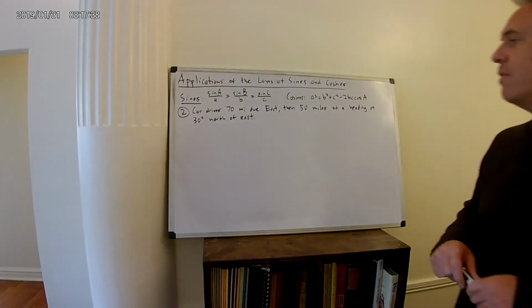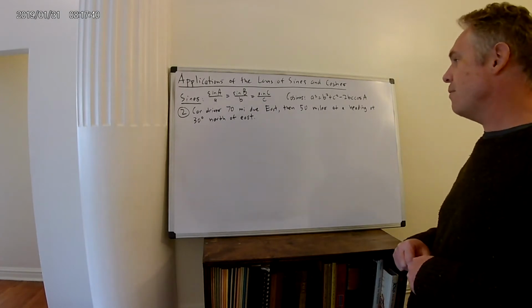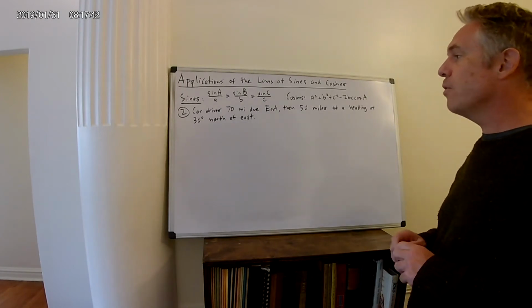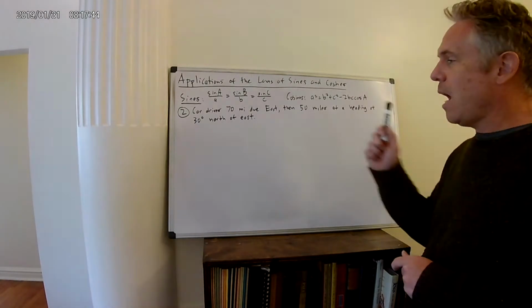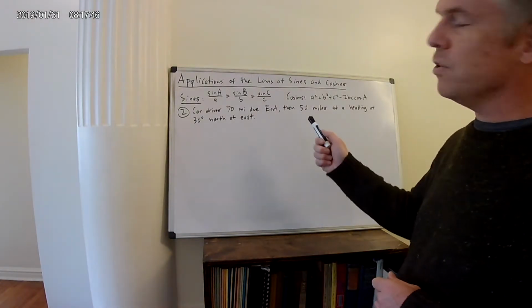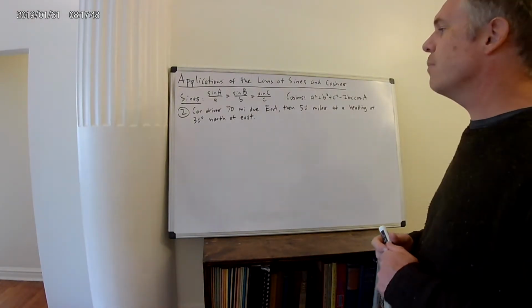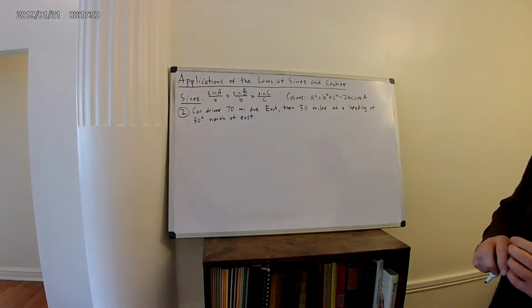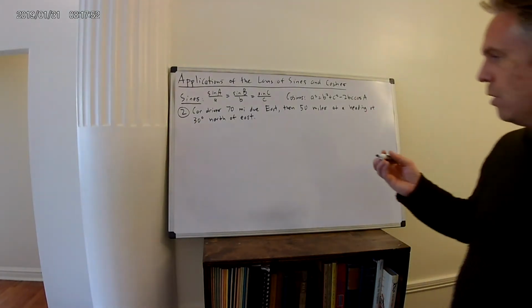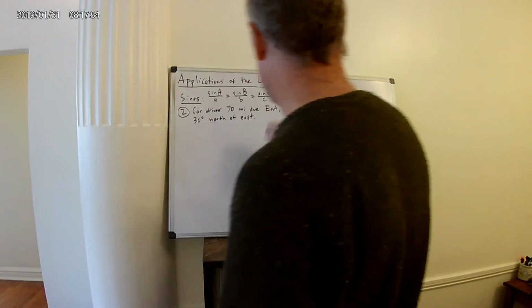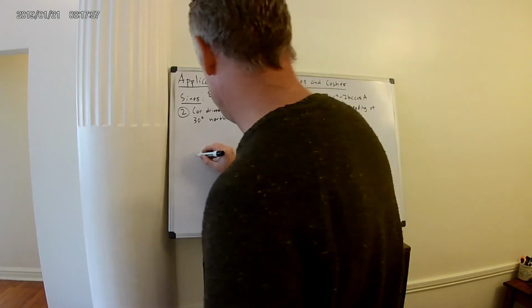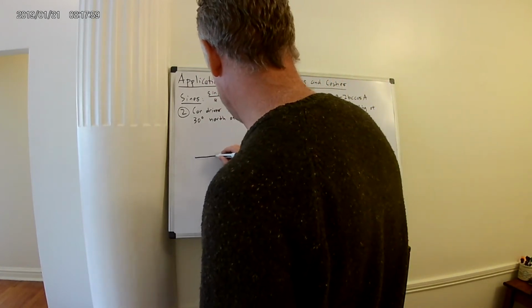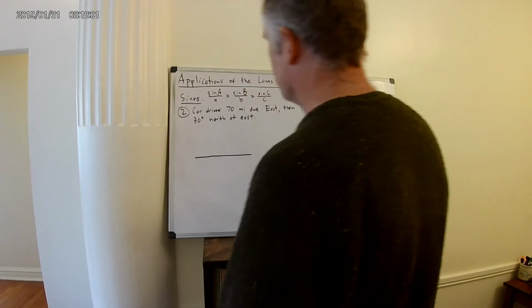A car drives 70 miles due east and then drives 50 miles at a heading of 30 degrees north of east. Now we're going to ask ourselves some questions about this situation. But as a first step, we should draw a diagram of what's happening here. So this car is driving due east at 70 miles, and so we can draw a line like this. This is due east for 70 miles.